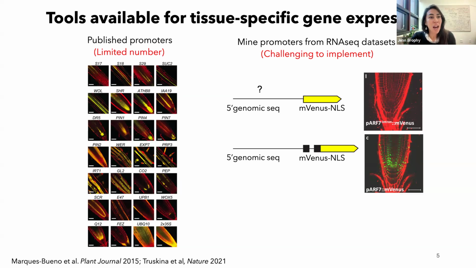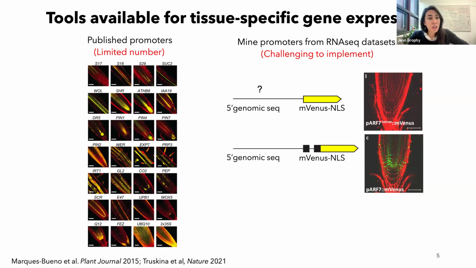One of the reasons why it can be hard is shown on the slide. This is an example on the right where the authors of this paper took the 5' genomic sequence, so this was 2 kb upstream of the ATG of a gene called ARF7. And they fused what they thought was this promoter sequence to M. venus, expecting to see yellow fluorescent protein everywhere that ARF7 gene is typically expressed. But when they put this construct into Arabidopsis, they actually saw no fluorescent protein expression in the root tip, which was surprising because we know that ARF7, the gene, is expressed in the root tip of Arabidopsis.